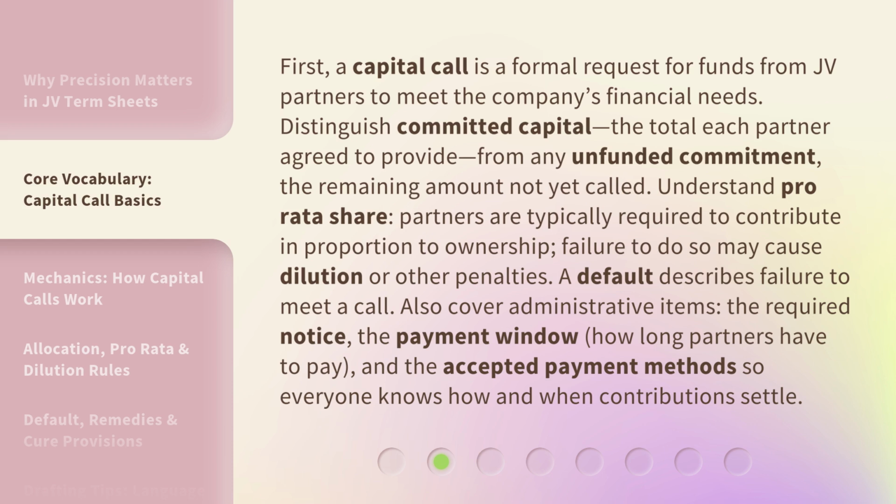A default describes failure to meet a call. Also cover administrative items: the required notice, the payment window, how long partners have to pay, and the accepted payment methods so everyone knows how and when contributions settle.